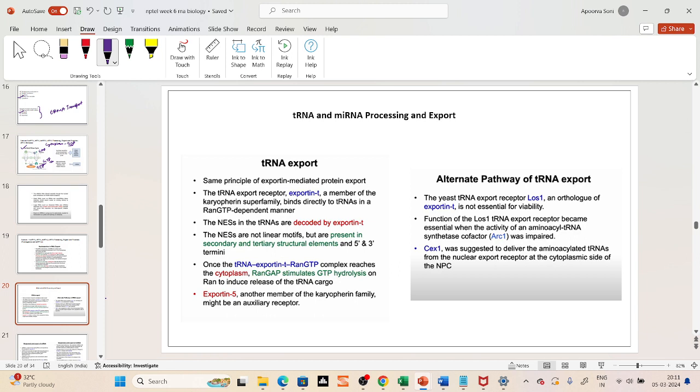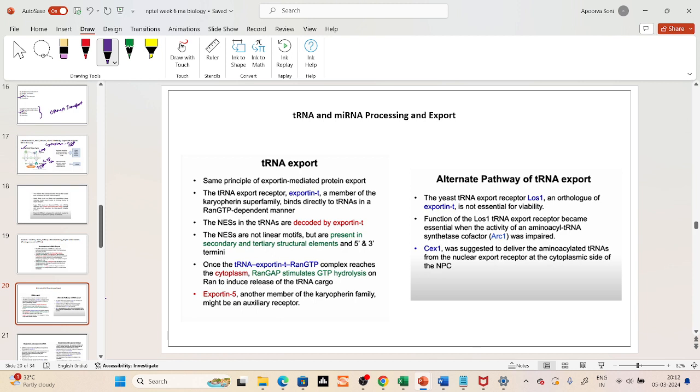So what happens? Export means it has to go from the nucleus to the cytoplasm. First, the tRNA will bind to its receptor, which is exportin T, and then in a RAN GTP dependent manner it will be taken out of the nucleus.